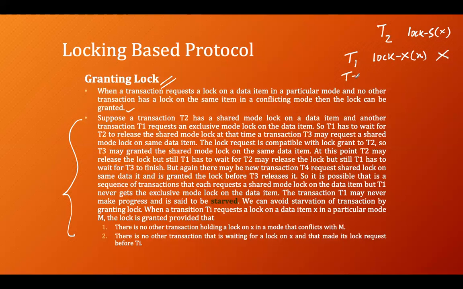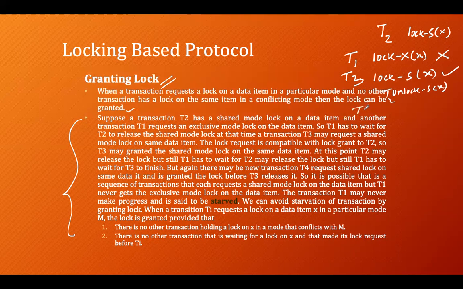Later, T3 came with a lock request of a shared lock on X. Do we grant? If there is a shared lock, another shared lock is allowed, so we'll grant it. After that, T2 unlocks. T2 has unlocked its lock and has worked on its data. Now, can we allow T1 to get the exclusive lock? Again, no. Why? Because T3 has the lock.